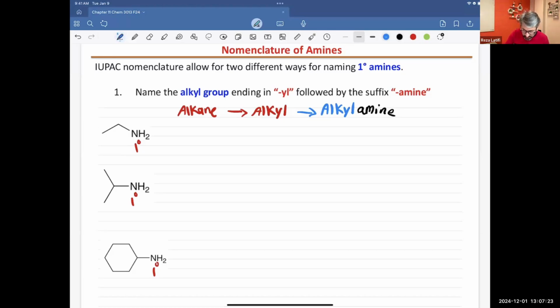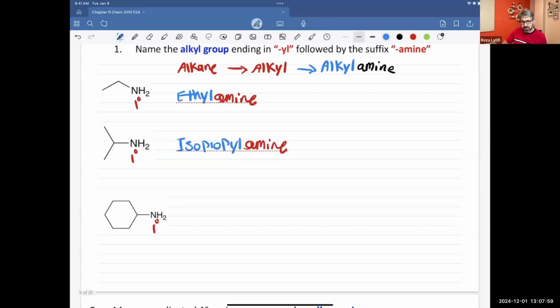So this is going to be ethyl. Ethyl is the substituent, the main alkane has two carbons, so I turn it to alkyl. It will be ethyl, and at the end I'm going to add amine to it. I can repeat this for the rest: this is isopropyl, then add amine to it. Next one is cyclic, but it doesn't matter, we still turn it to the alkyl group. Cyclohexane, so I go cyclohexyl, and then I add amine to the end of the name.